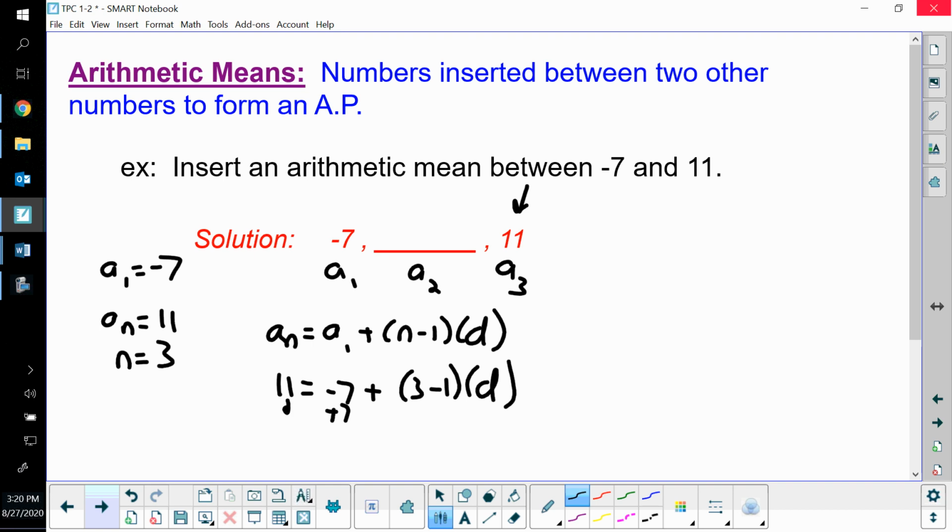So we'll start by adding the 7 over. So we get 18 equals, I'm going to neaten this up because it'll save us a step, so 3 minus 1 is just 2d. And if you divide by 2, we just get 9 is equal to d. So this is saying each time we should just add 9. So we're going to add 9 here. Negative 7 plus 9 will give us 2. So that's our answer. But to check it, just add 9 again and see if it works out. 2 plus 9 does in fact give us 11. So that means we are in good shape.